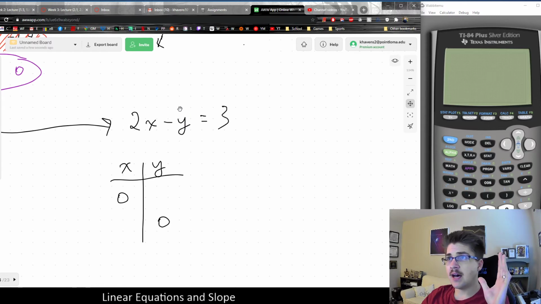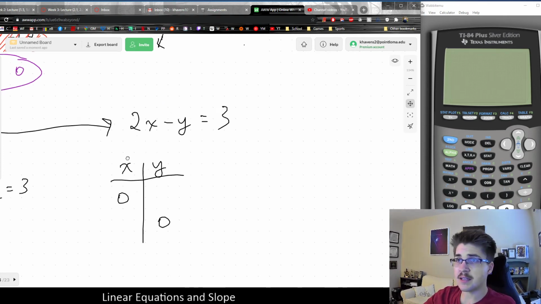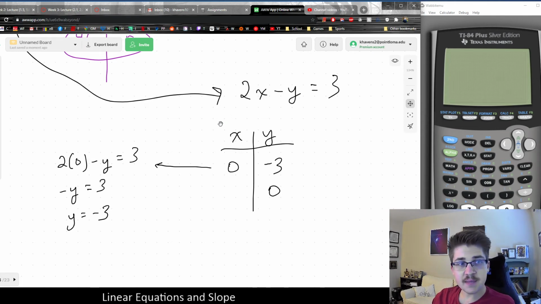But anyways, let's start off by plugging in x is equal to 0 in the equation. So if I start off with the first point, I would have 2 times 0 minus y is equal to 3. And of course, anything times 0 is 0. Whoops, sorry, you can't see that. There we go. And so that would just give me negative y is equal to 3, which I could negate both sides of the equation, and that would leave me with y is equal to negative 3. So that gives me the y-intercept, which is when x is 0.